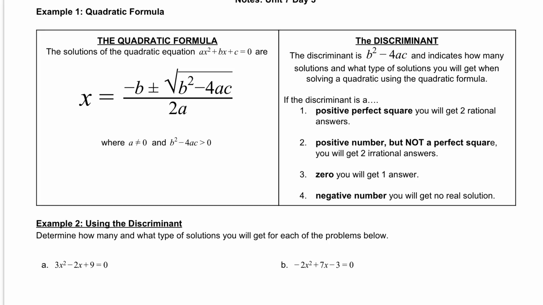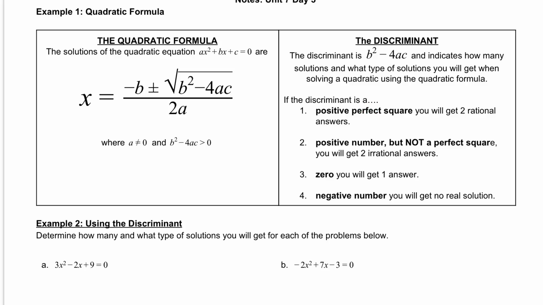Another thing with the quadratic formula that we'll be talking about and using quite a bit is something that we call the discriminant. The discriminant is b squared minus 4ac. That's that number underneath the radical. And that indicates how many solutions and what type of solutions you will get when solving a quadratic using the quadratic formula. So here's what's going to happen.